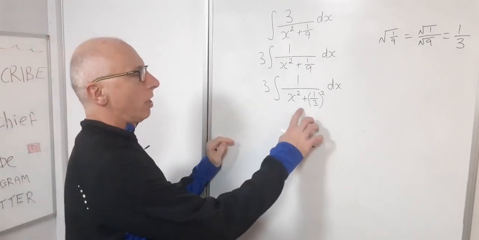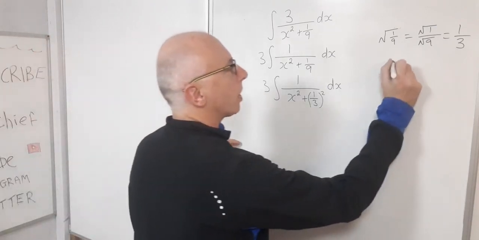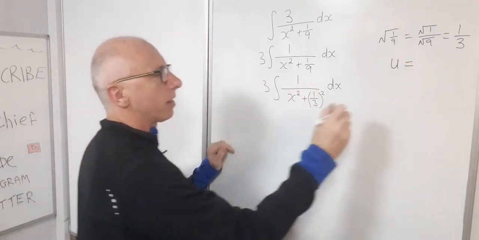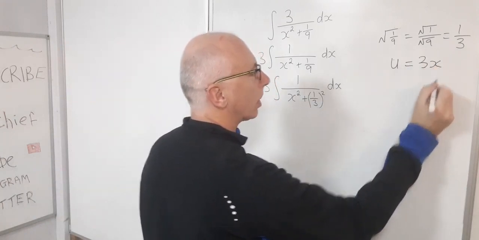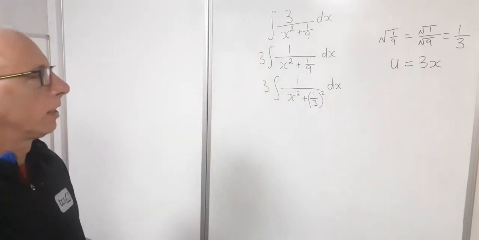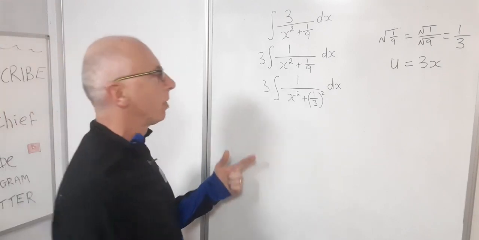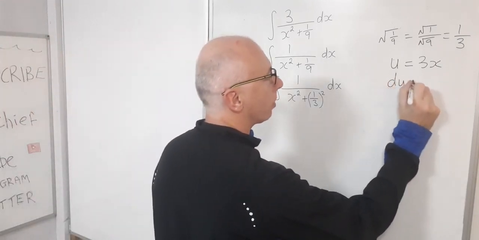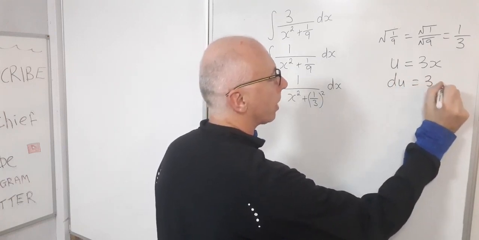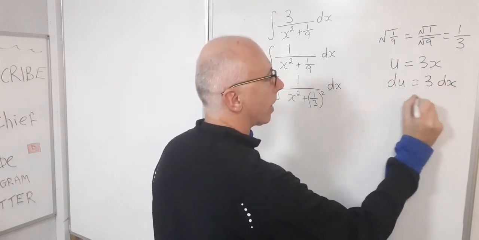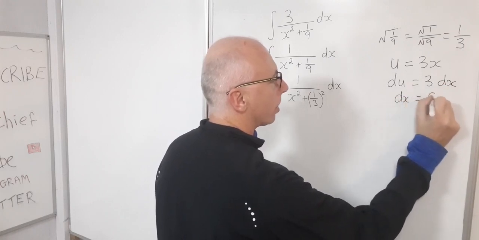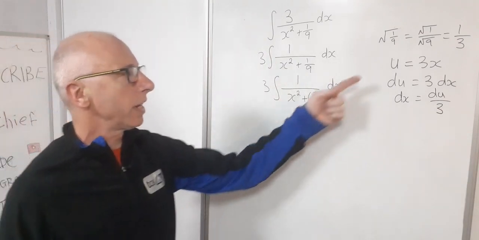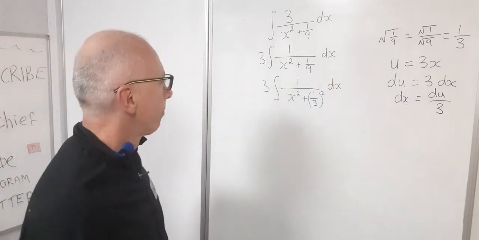So let's do a u substitution. So now u, we'll let that equal 3x. So let's try plugging that in and see what happens. Before we do that, we need to find the derivative. So du equals 3 dx. So now my dx equals du over 3. So now I've got all my stuff ready for my u substitution.